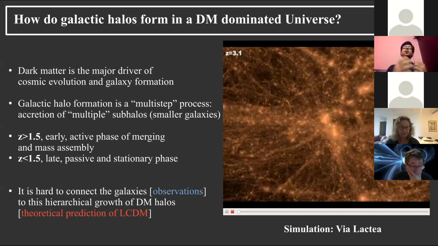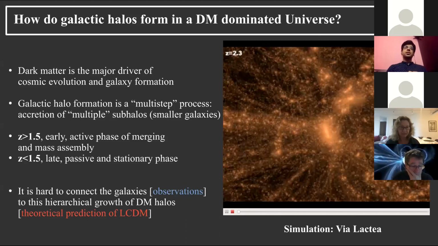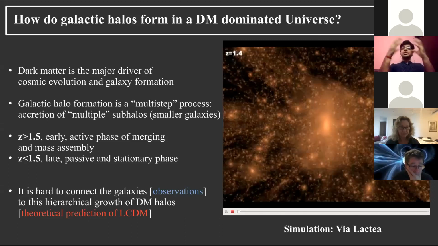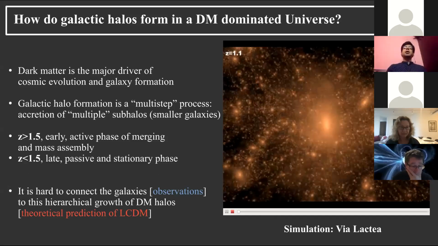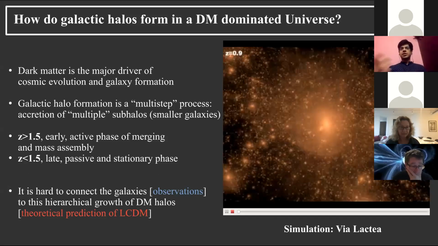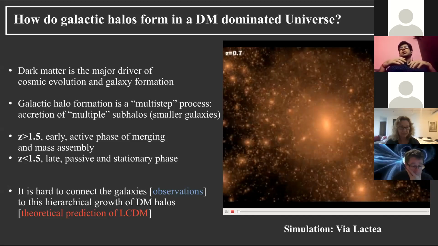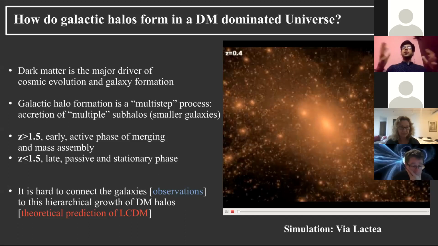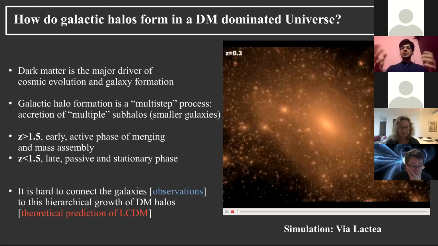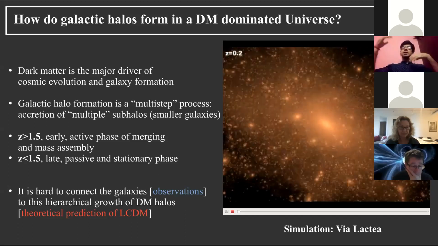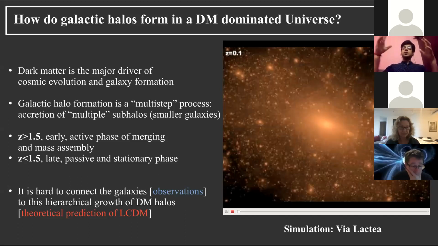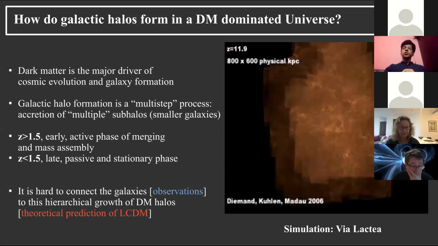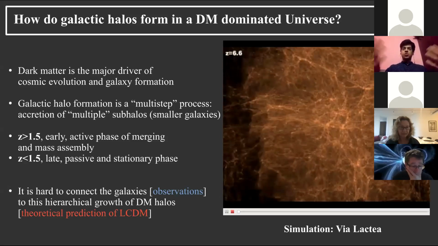And also, these simulations tell us that the formation of a galaxy is not a one-step process where dark matter just condenses to form a big halo. It's a multi-step process, and by multi-step I mean that the formation of a galaxy is an ongoing process where multiple accretions of smaller galaxies or subhalos take place. As you can see in this video, these multiple smaller galaxies or subhalos keep on merging with the host halo, and they populate the halo of that galaxy.